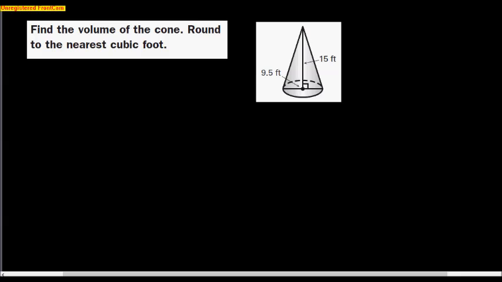Okay, on to example two. Find the volume of this cone. Since it's a cone, now we start with the same formula. This is supposed to be a 3 down here, so let me fix that. But the big B, that uppercase B, is going to be replaced with a circle down here for the base. I'm going to replace it with pi r squared for the base because that's the area of a circle.